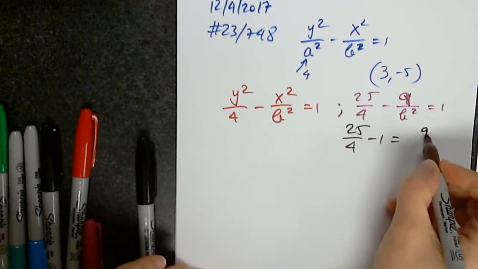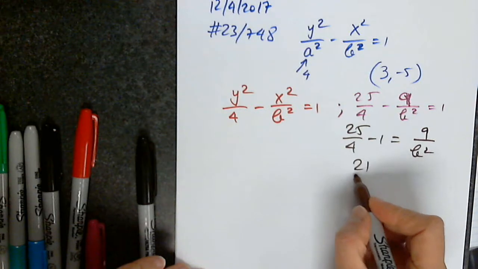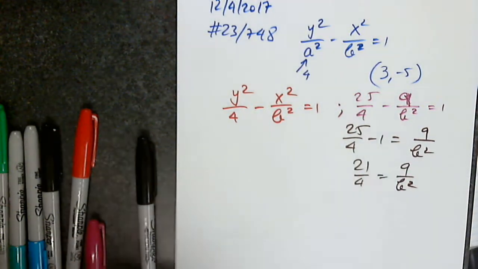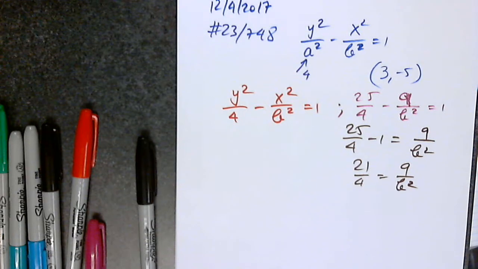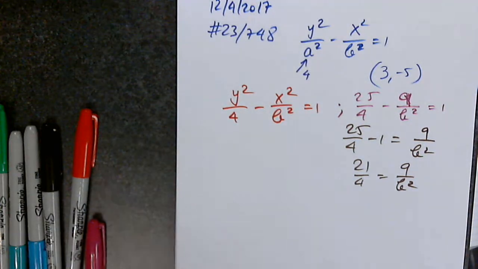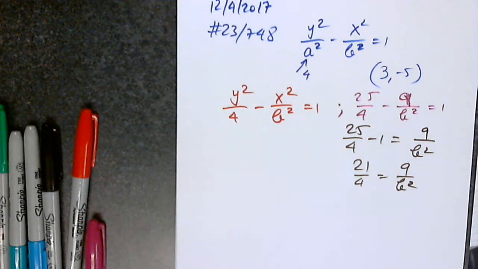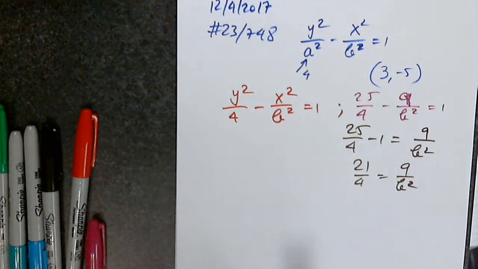25 over 4 minus 1 equals 9 over b squared. I can add here, it's 21 over 4, 9 over b squared, and I cross multiply. I don't think, I disagree with this. Unacceptable. Agreed? Is that a yes? Is that a no? We agree? We disagree? Okay, so we are on strike then. We'll not ask any questions today then.